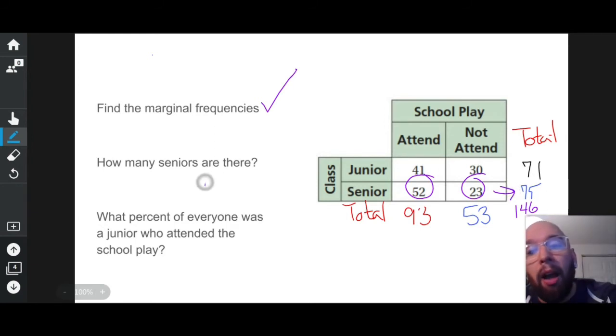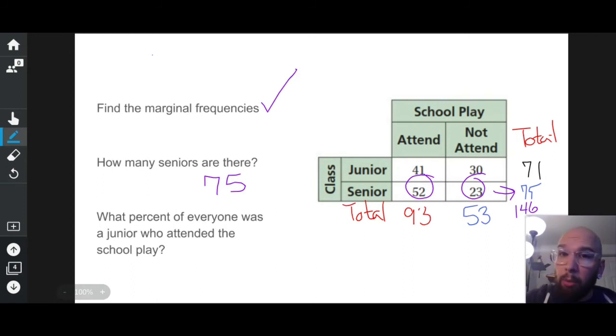It's 75. These are two-way tables, so it gives you two categories. But when it completely removes one category, you care about the total. If I asked you how many juniors there are, I could just go right to 71. If I asked how many total people attended, I can go right to 93, and so on and so forth.